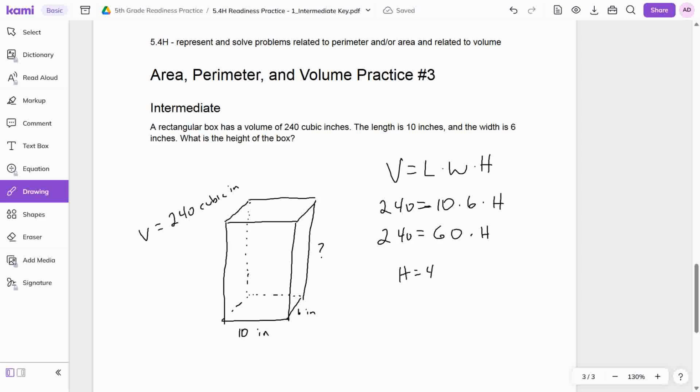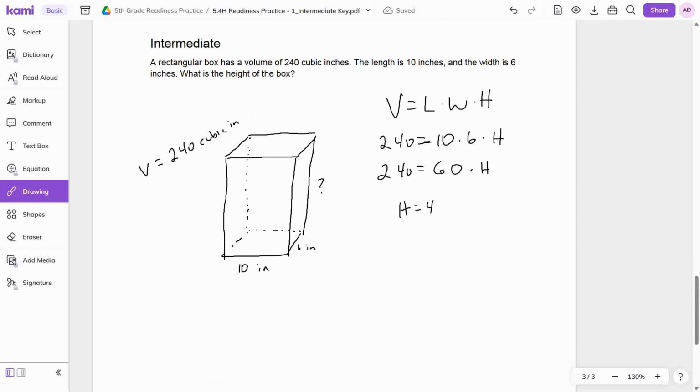And so to put in units, we can say the height is, we're dealing with inches, 4 inches. Because that 4 times 60 is going to get me 240.